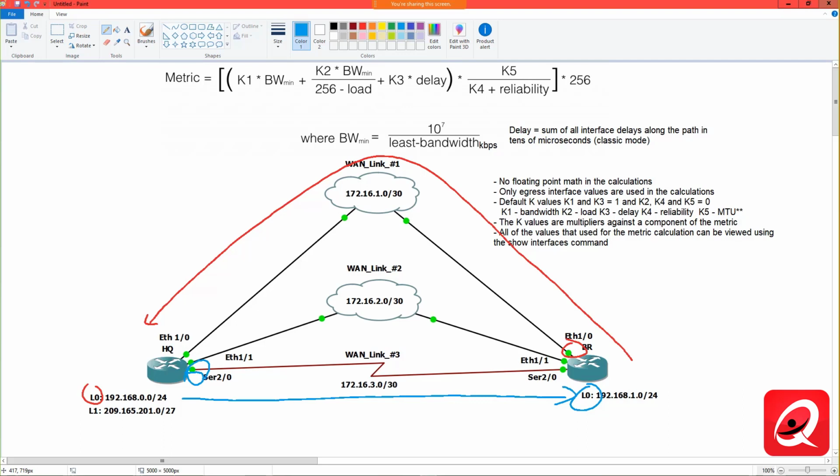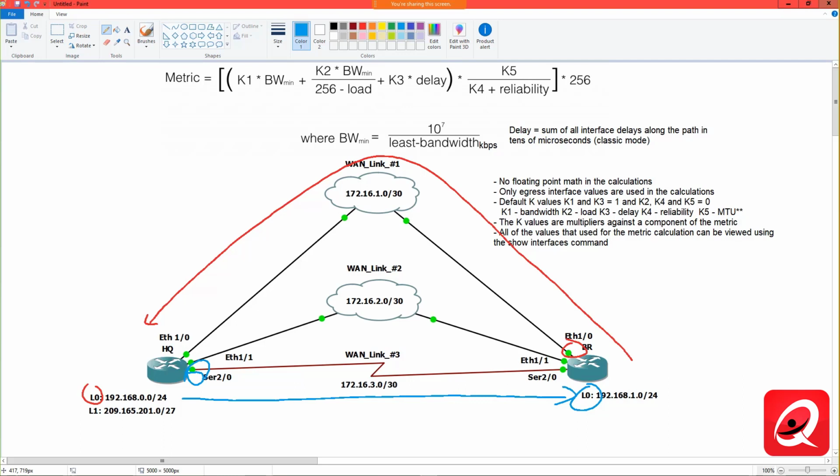And this applies, by the way, to OSPF as well. Not necessarily RIP, because RIP uses hop count as a metric, and BGP uses path vector attributes. So in both of those cases, it's not going to use the same kind of concepts that we're talking about here.